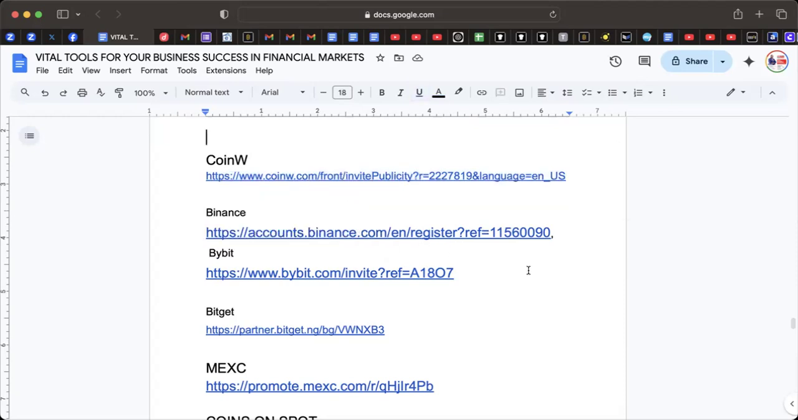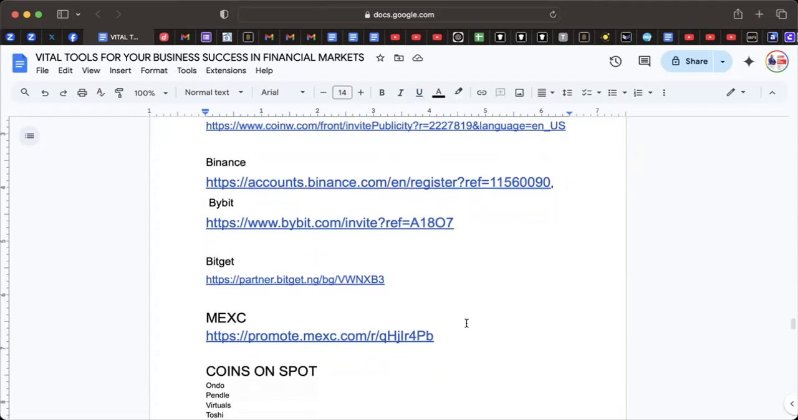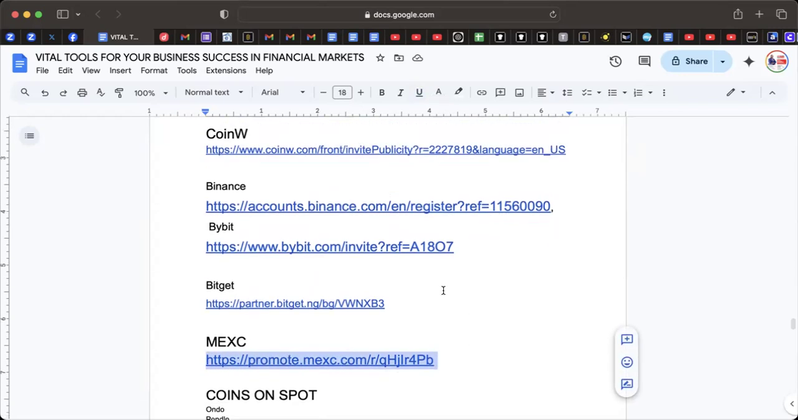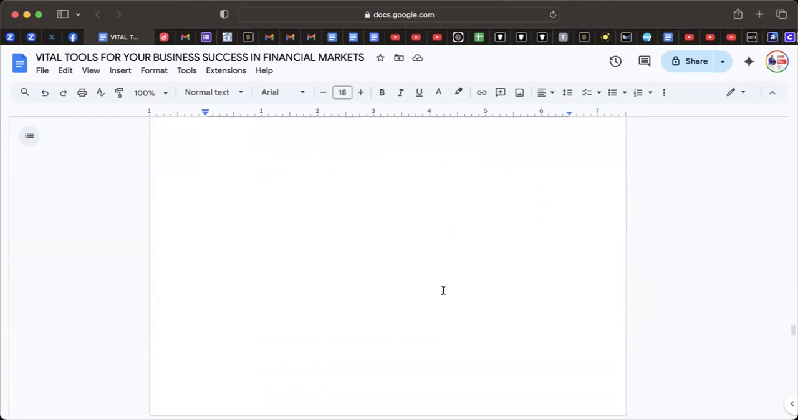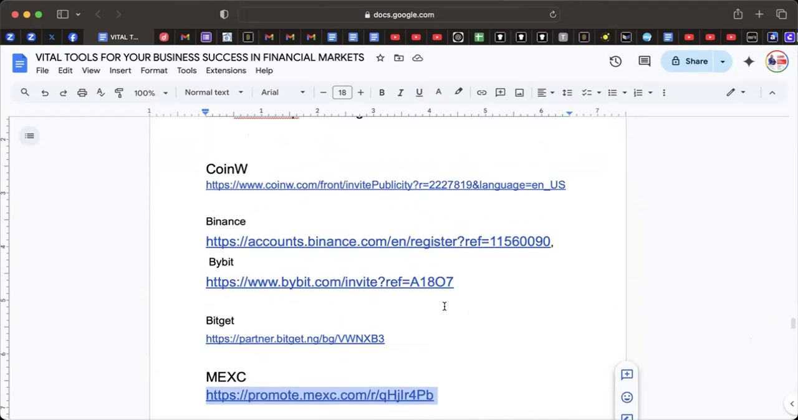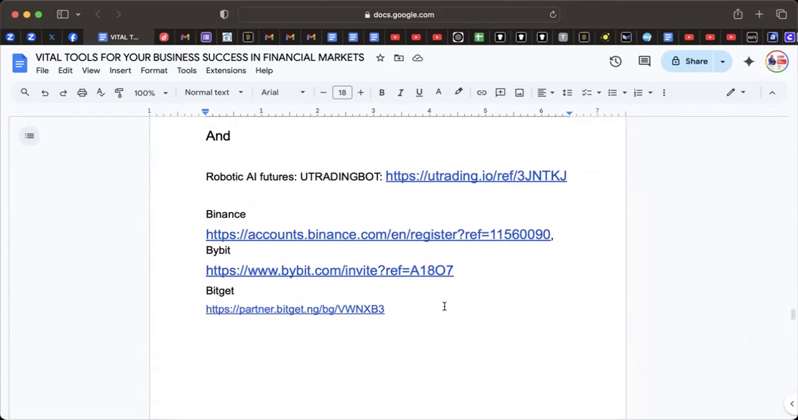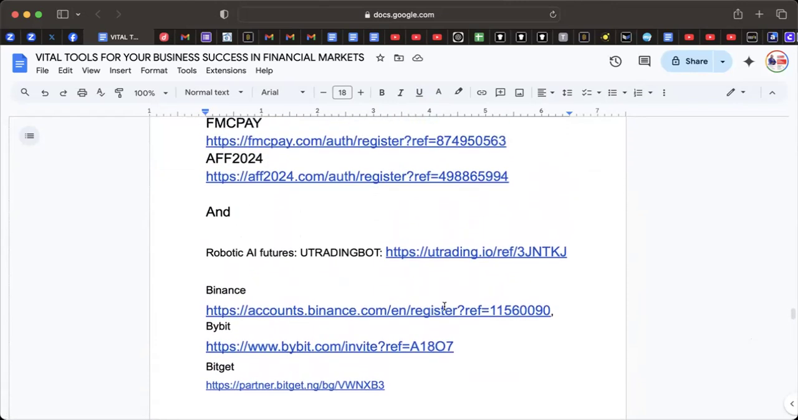All right, so we're going to look at organized and unorganized. The Coinw will be used for organized futures trading, and then MEXC Global will be used for unorganized futures trading. Other tools you are going to need are TradingView, of course, which I'm going to add for you to see, and other features that are going to help you.